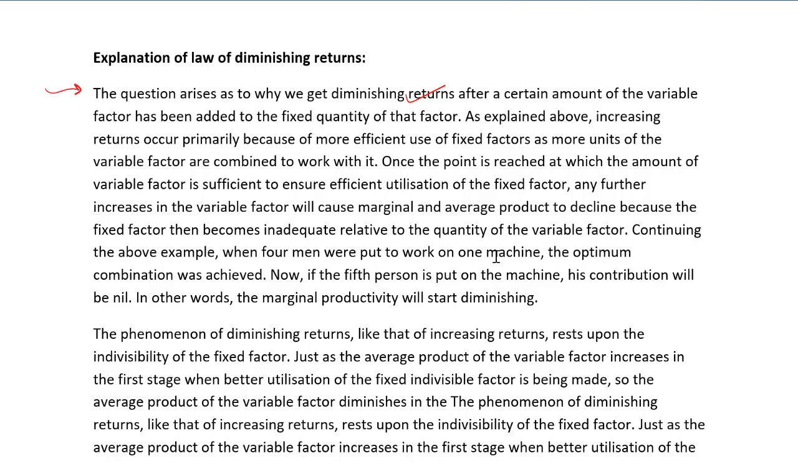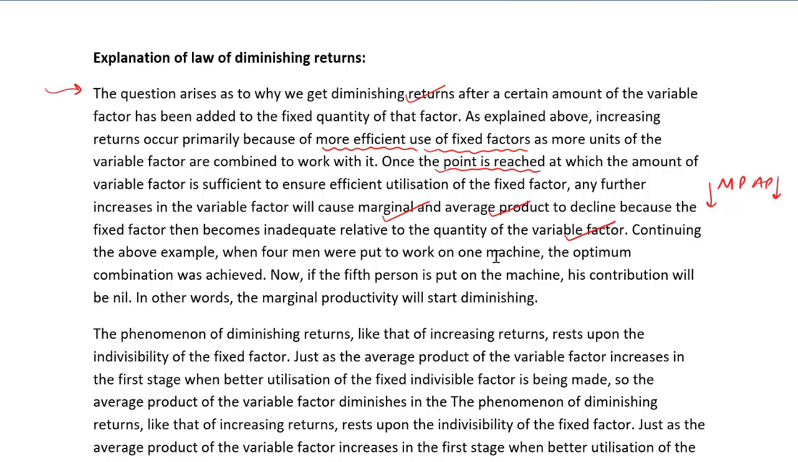As explained above, increasing return occurs primarily because of more efficient use of fixed factor. As more and more units of variable factor are combined with the fixed factor, a point is reached, the maximum efficient point, at which the amount of variable factor is sufficient to ensure the effective utilization of fixed factor. Any further increase in the variable factor will cause the marginal and average product to decline, because the fixed factor then becomes inadequate relative to the quantity of variable factor.